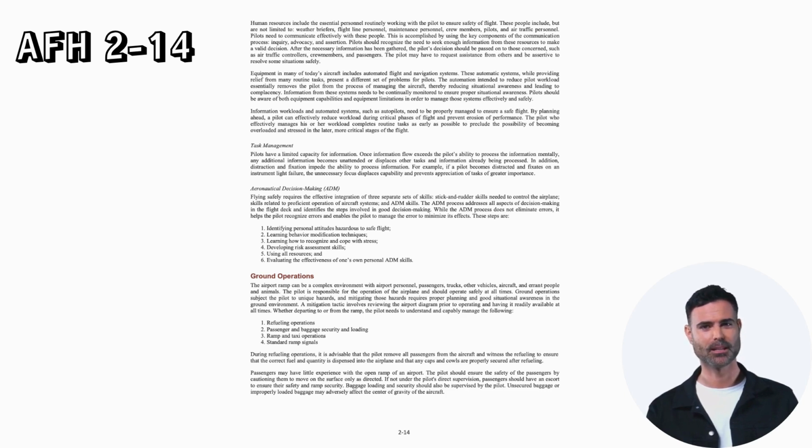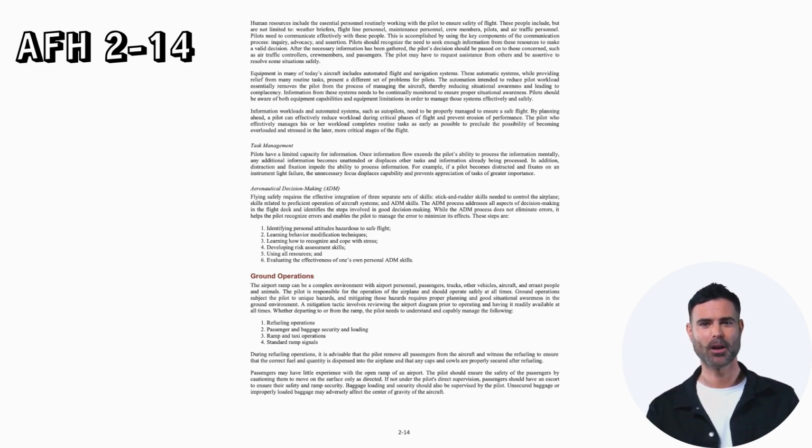Aeronautical decision-making, ADM. Flying safely requires the effective integration of three separate sets of skills: stick and rudder skills needed to control the airplane, skills related to proficient operation of aircraft systems, and ADM skills. The ADM process addresses all aspects of decision-making in the flight deck and identifies the steps involved in good decision-making. While the ADM process does not eliminate errors, it helps the pilot recognize errors and enables the pilot to manage the error to minimize its effects.